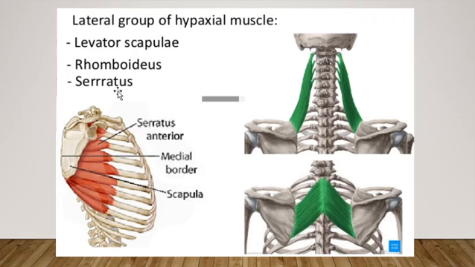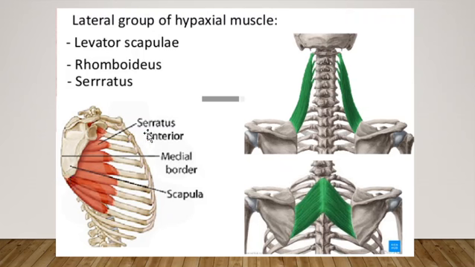And we have the serratus. In human anatomy, in order for you to remember what a serratus is, this is the fan type muscle. So we have the serratus major and serratus minor. So this is the serratus muscle.